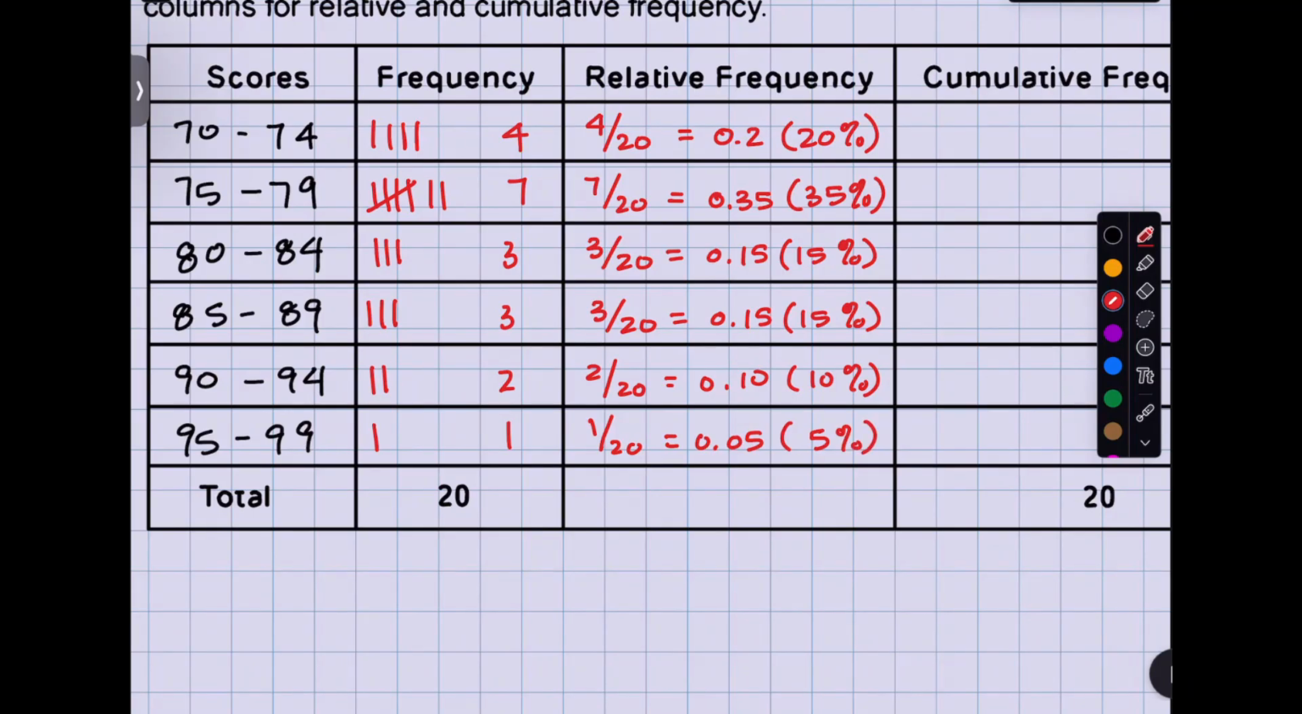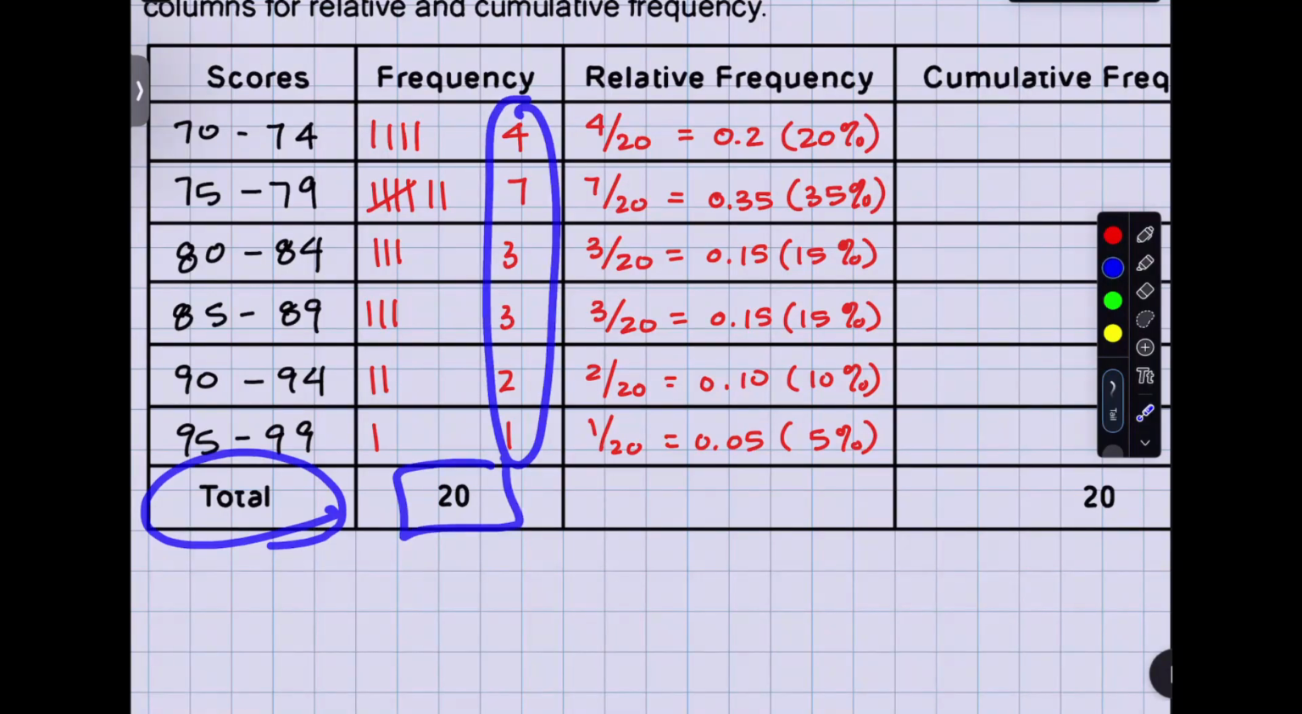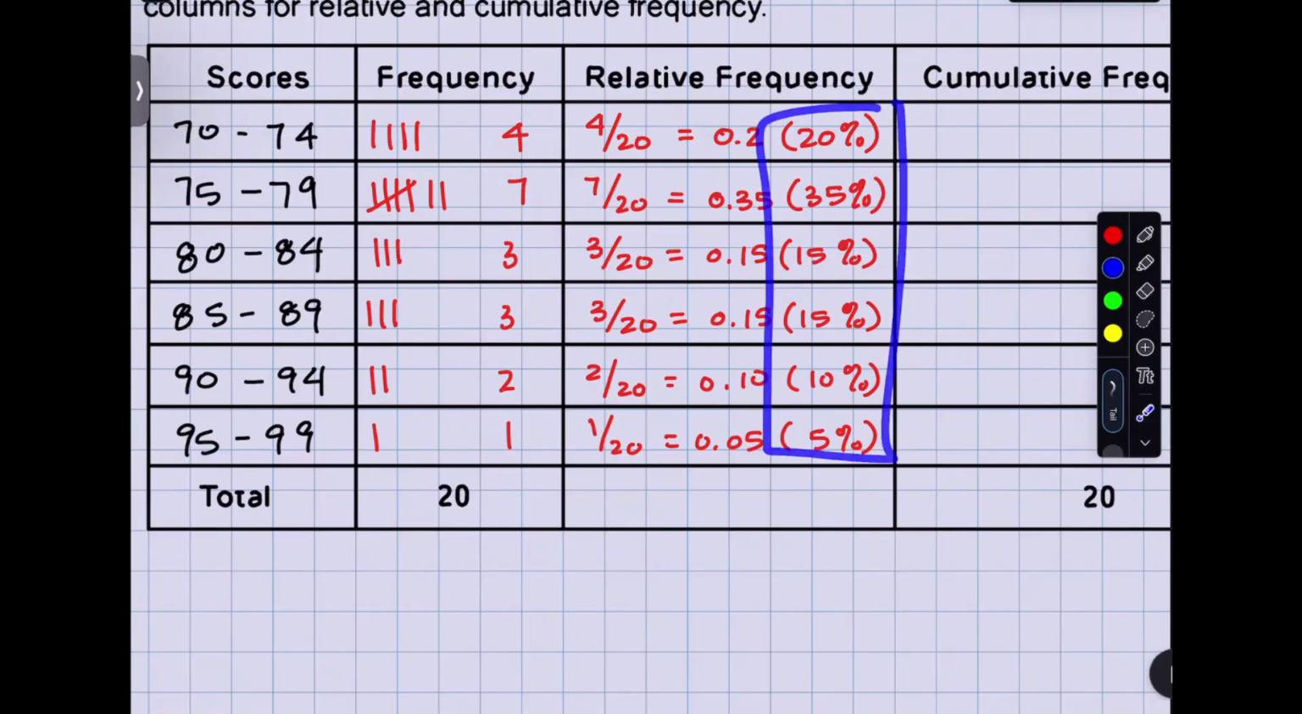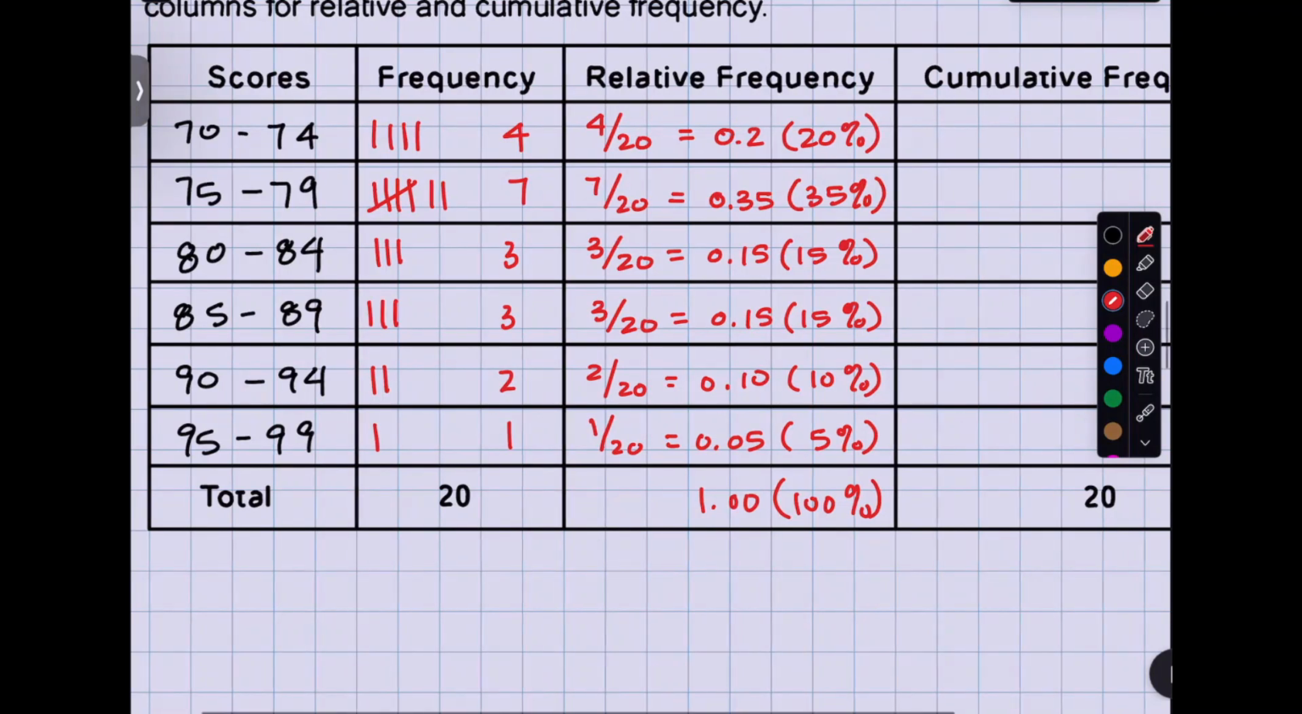Now here's the thing. Notice that we have a total here, meaning if I add these frequencies together, I should have 20. If I add all of these percentages together, what do you think I should get? 100%, or 1.00. Or better yet, 20 out of 20.